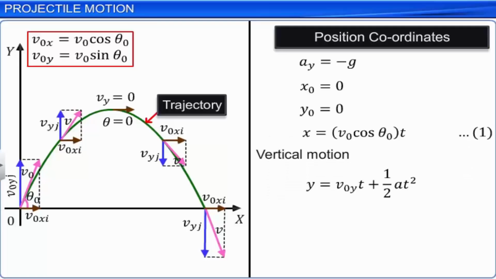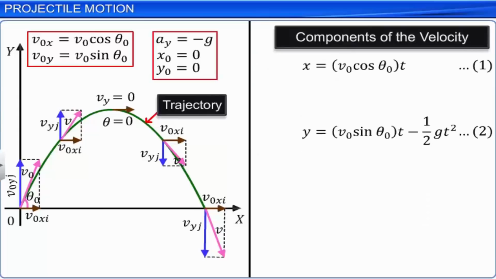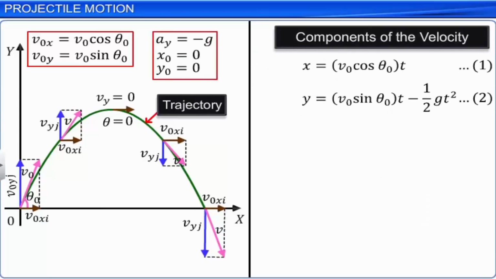Now, we can write the components of the velocity of the projectile at any time t. Vx is equal to v0x, which is equal to v0 cos θ0, as the horizontal component Vx always remains constant. As the vertical component of the projectile has acceleration equal to minus g, it keeps on changing with time. Hence, Vy is equal to v0 sin θ0 minus gt.